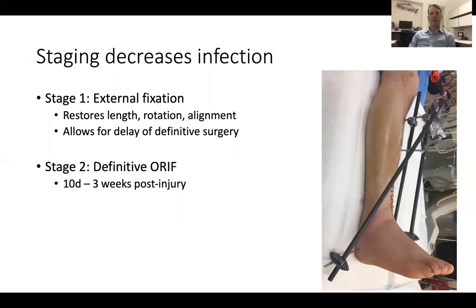This allows for the delay of definitive surgery until soft tissue swelling allows, which is typically 10 days to 3 weeks after injury, but it really just depends on what the soft tissue envelope looks like. If it's a high energy injury with a lot of blistering, sometimes it can take quite a bit of time, which is why it's really important to apply a really good external fixator.